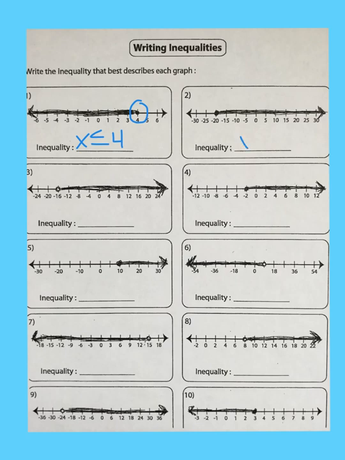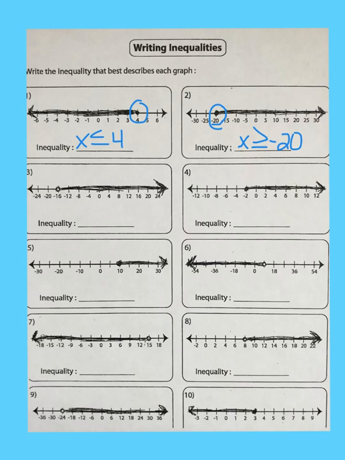I start with my X. And then I write down the number that the dot is on, which is negative 20. And then I look at it, it is equal to, so the line goes underneath. And then I have to decide, is negative 15 greater than negative 20 or less than negative 20? And it is greater than negative 20. So X is greater than or equal to negative 20.